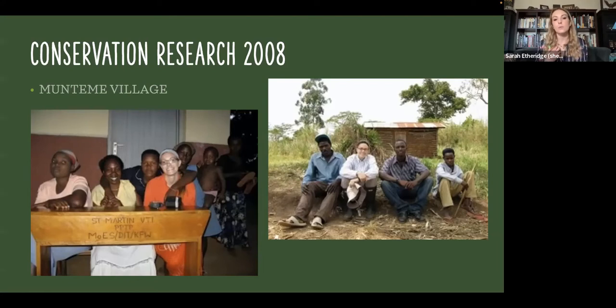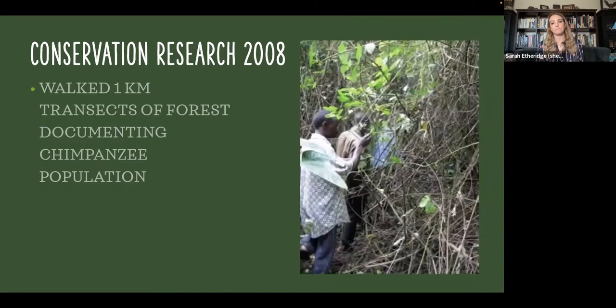And that's really where I started to realize I really love my chimps, but we also have to think about the people, not just the animals, because they're not separated, right? They're living next to each other. They are connected. And so we have to help people if we're going to help the animals. So here's an image of what it looked like every day walking through the forest.